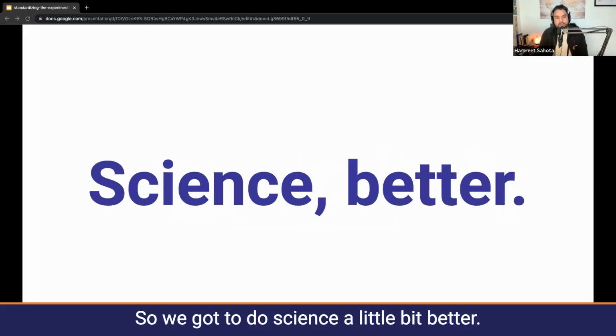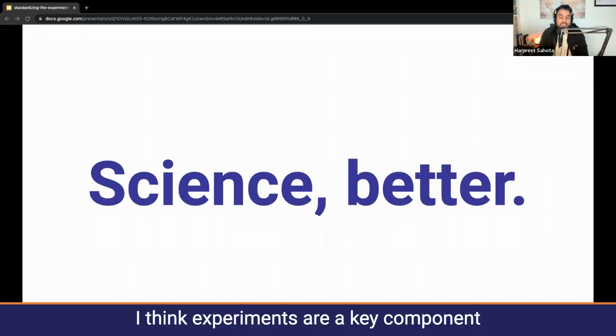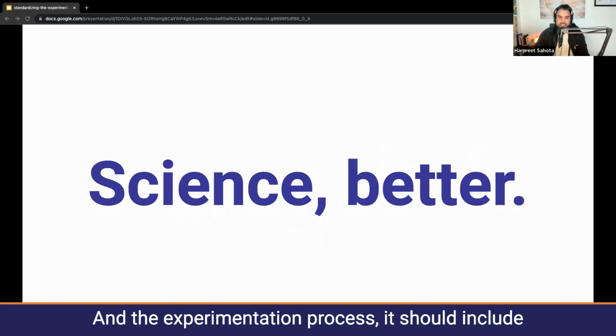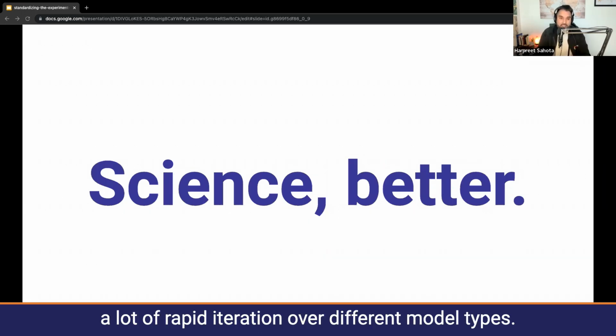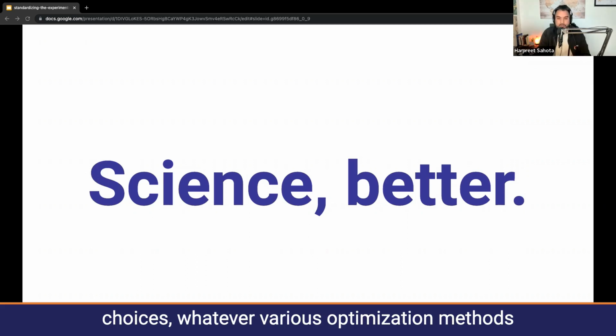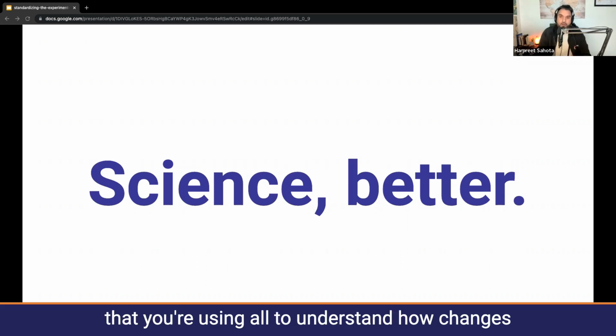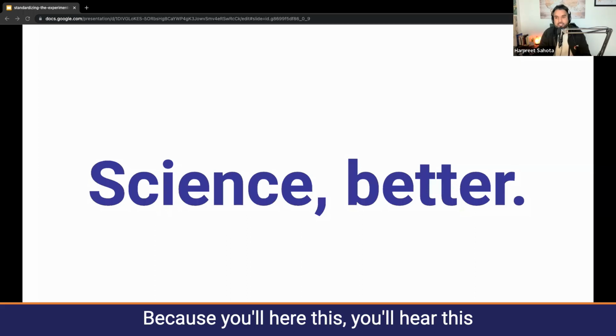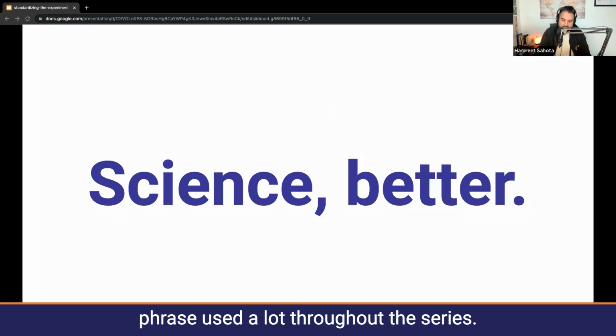So we've got to do science a little bit better. I think experiments are a key component of the machine learning lifecycle. And the experimentation process should include a lot of rapid iteration over different model types, data transformations, feature engineering choices, and whatever various optimization methods you're using, all to understand how changes of any size affect the output of your system. Because you'll hear this phrase used a lot throughout this series.